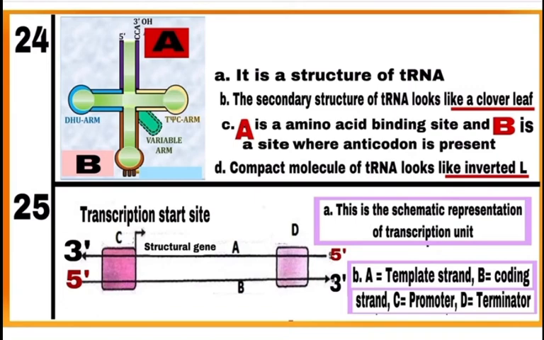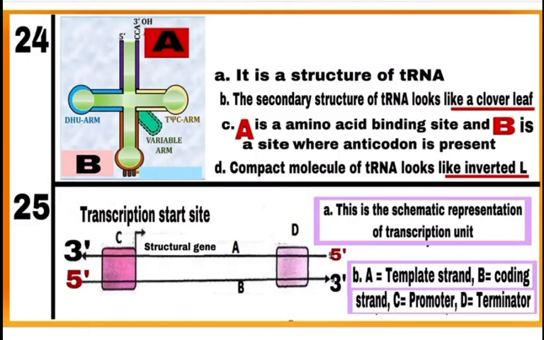24th diagram. This is the structure of transfer RNA. The secondary structure of transfer RNA looks like a clover leaf, where A is the site for amino acid binding and B is the site where anticodon is present, and also the compact molecule of transfer RNA looks like inverted L.